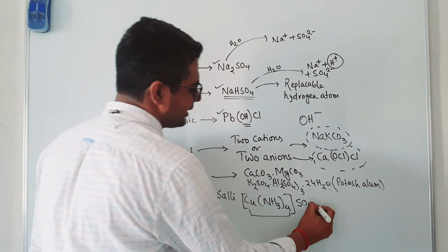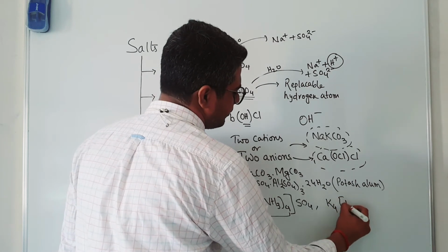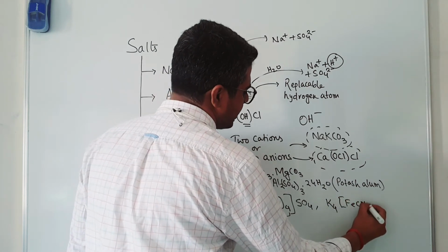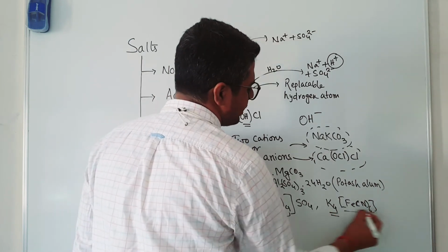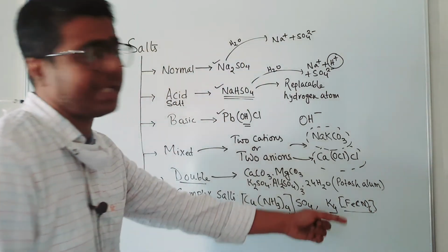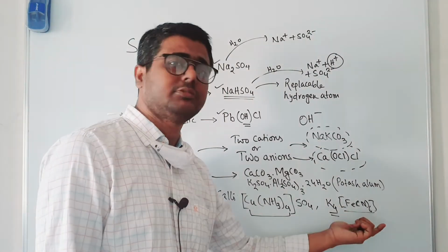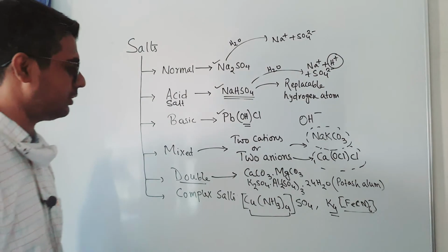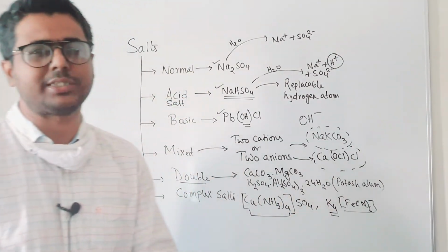To give you another example, a complex anion: K4[Fe(CN)6]. See, here is the cation and here is the anion. This anion is very complex, right? Ferrocyanide anion. So this is another example of a complex salt. Complex salt means complex anion or complex cation. Let us revise: complex salt means complex anion, complex cation.